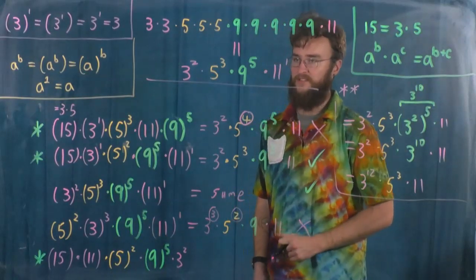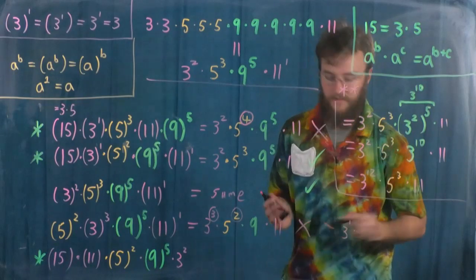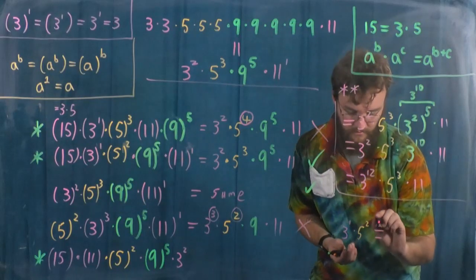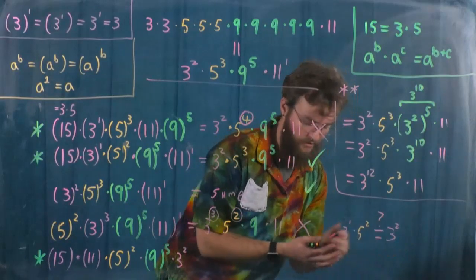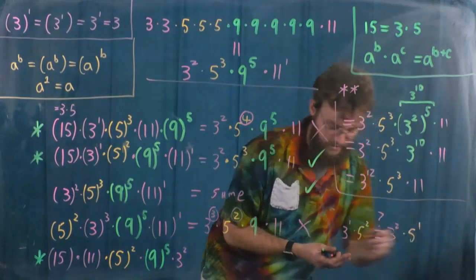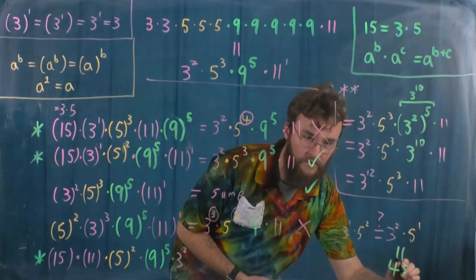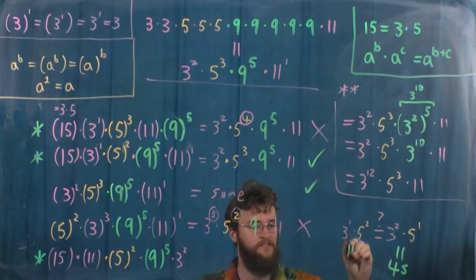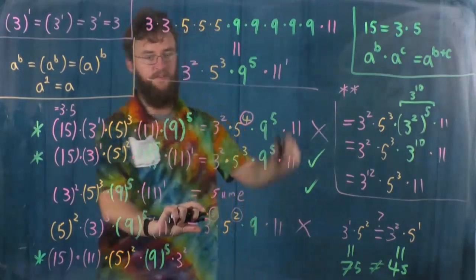And if you want a sanity check, you could ask yourself, is, say, 3 to the 1 times 5 squared the same thing as 3 squared times 5 to the 1? Well, this is 9 times 5, so this is 45. And this one's 3 times 25, so this one's equal to 75, and so no, these are not the same. And that means that this expression is different than the one up here.